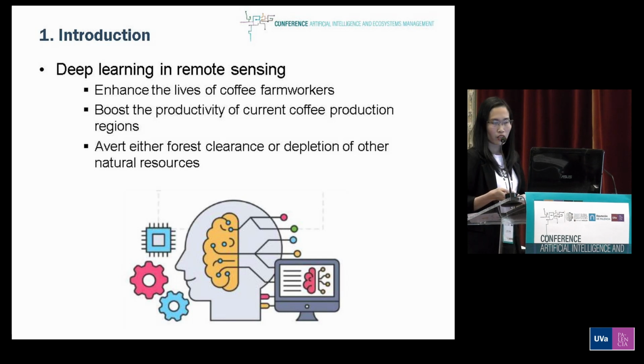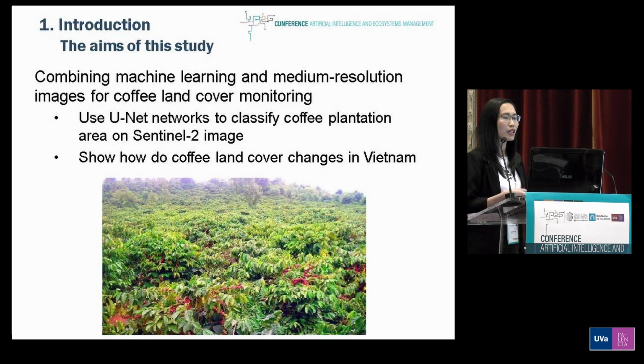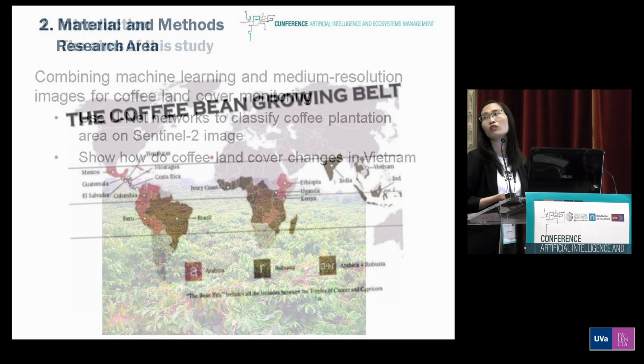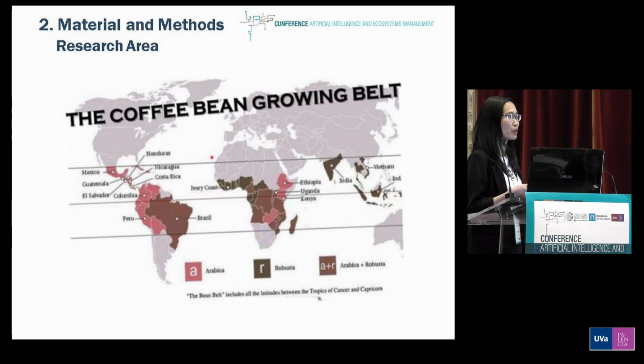So, in this study, we aim to combine deep learning with the remote sensing data set, and we design a UNet network to solve this problem, to classify the coffee plantation area on Sentinel-2 image and show how coffee land cover changes in Vietnam over 3 years. Now I will describe in detail our research area.